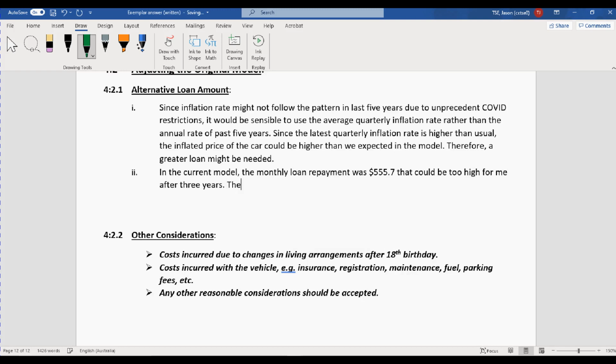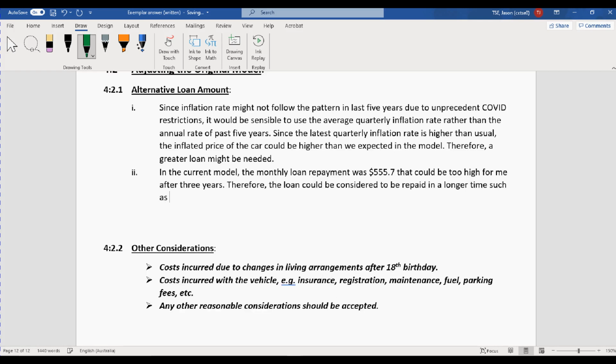Okay, therefore it could be considered. Okay, so the loan could be repaid in a longer time, such as 5 years, rather than 3 years, which is currently in our model. Okay, so that's all right. So these are two alternative loan amounts you need to consider.